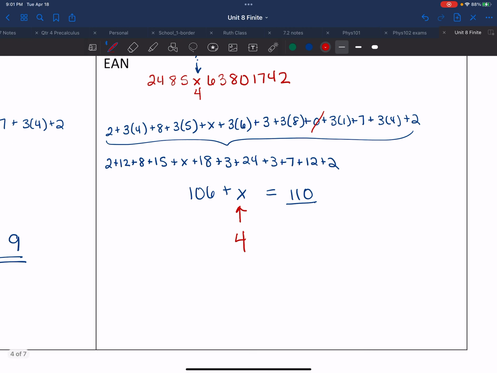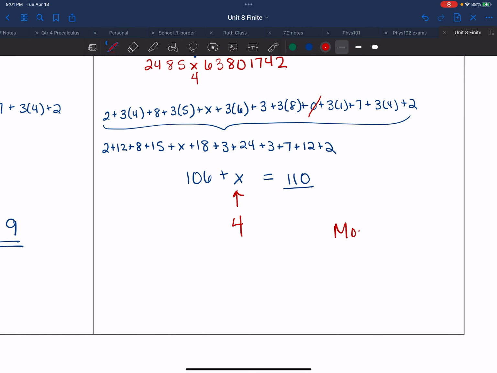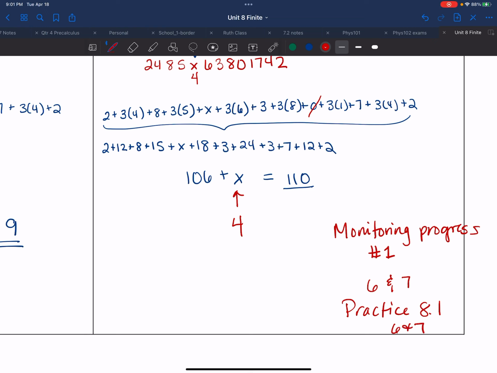All right, so from here, you can complete monitoring progress number 1. And of course, 6 and 7 is what you're going to be doing. You should have 1 through 5 already completed. And then your practice 8.1, you're going to work on numbers 6 and 7 on that one as well. So they match up pretty well. Those are the problems that you're going to be working with.